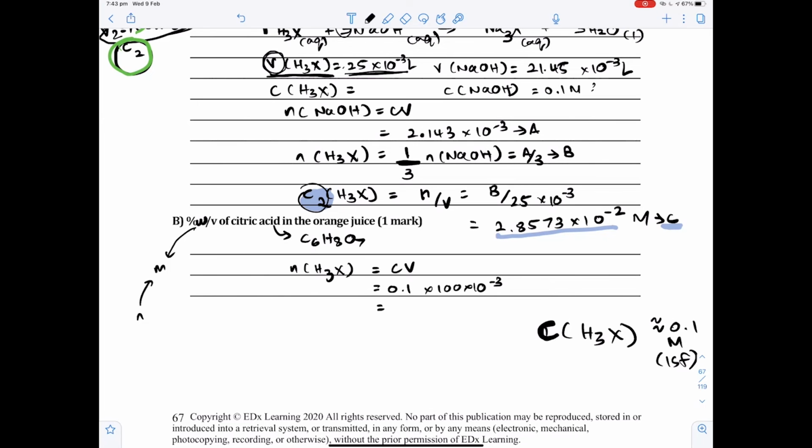Oh, number of moles. Wait. I think I had an error with mine. Just wait. Anyone got number of moles?